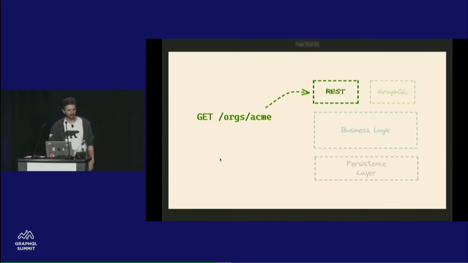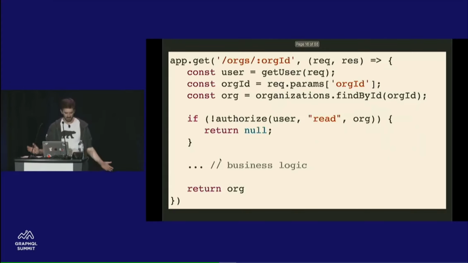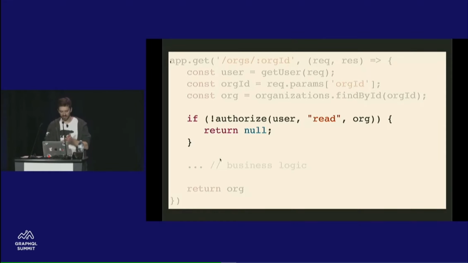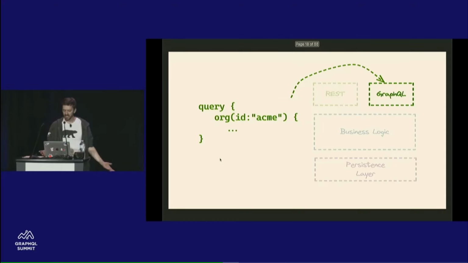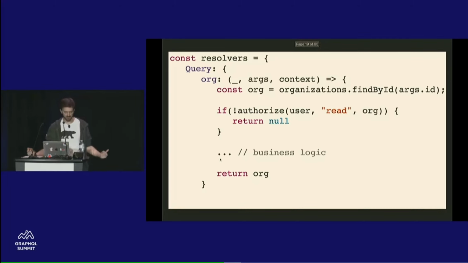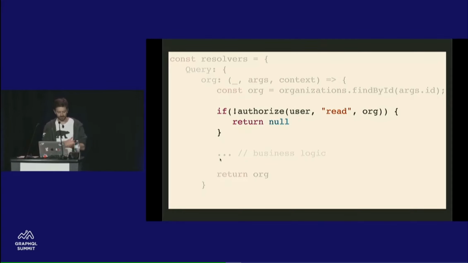Okay, so suppose I wanted to authorize a request. Let's start with REST, because it was on the left. A user's trying to get access to some organization inside our GitHub application. They're trying to get the Acme org. So we might implement this. It's somewhat basic, but they look up the organization, and then they authorize: can the user read this organization? If they can't, we'll return null. Seems pretty straightforward. Similarly, for the GraphQL one, they query for an org with ID Acme. Similar thing, in our resolver we look up the org, and check can the user read it? If not, return null. Seems pretty straightforward so far, right?